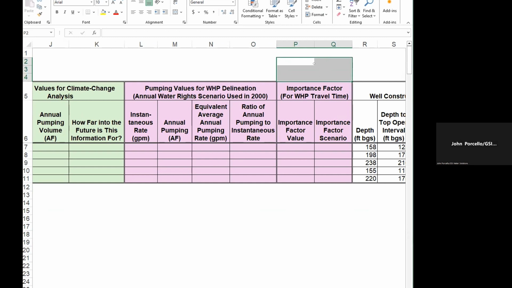And the importance factors were basically a multiplier where we said, let's take a 1-year travel time for groundwater and multiply it by a factor. It could even be a factor of 1. It could even be less than 1, but it could also be greater. And we'll multiply it by the factor, and that'll be how many years we want to do this delineation for.